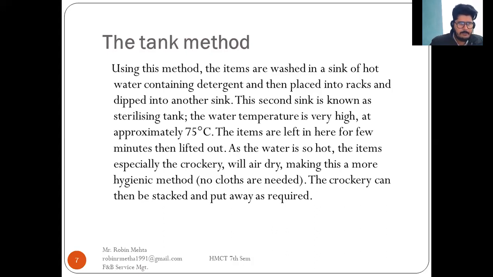The first tank is filled with your detergent. Second is with the hot water. The temperature of that water is 75°C. That is also known as the sterilizing method or sterilizing tank. The items are left in here for a few minutes and then lifted out. As the water is so hot, the items, especially the crockery, will air dry, making this a more hygienic method. No cloths are needed. The crockery can then be stacked and put away as required.